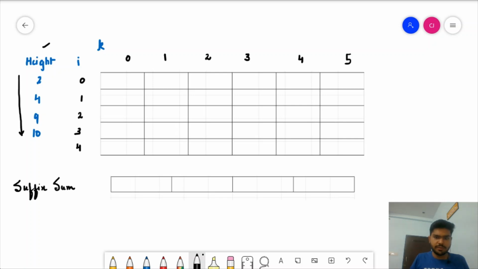So what will be the suffix sum? First of all, the maximum height 10, and then 10 plus 9, that is equal to 19, and then 10 plus 9 plus 4, that is 19 plus 4, which is 23, and 23 plus 2, that will be 25. This is the suffix sum array that we are looking at, right? We'll use this array after developing the whole DP table.